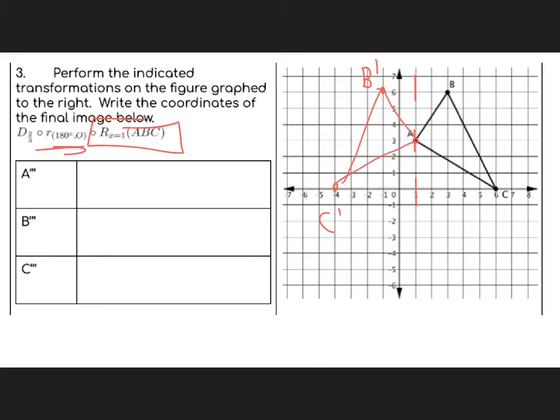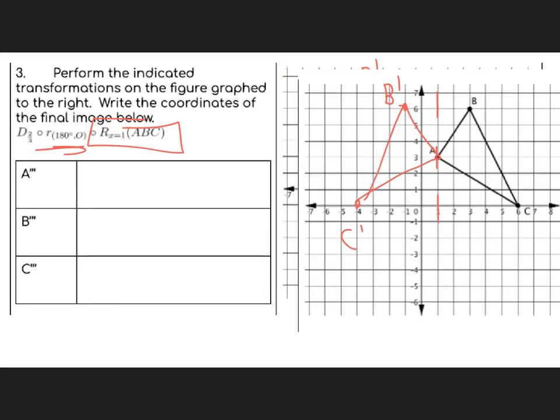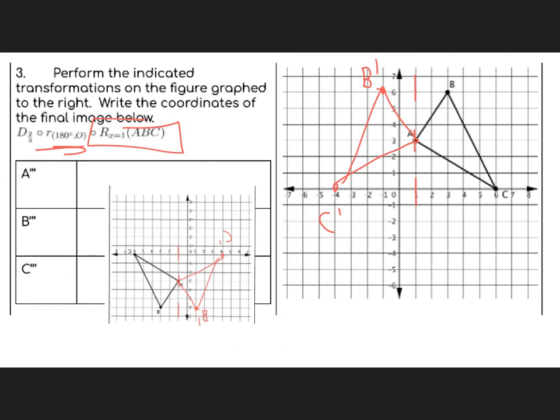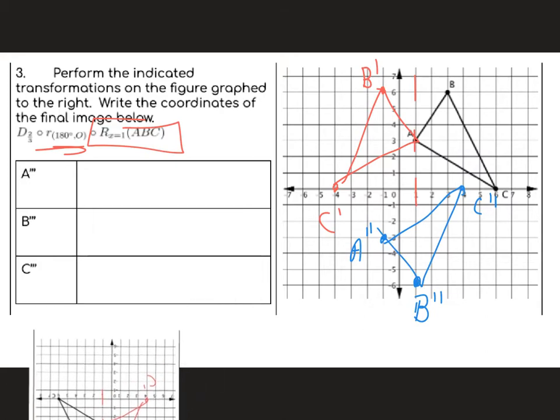And then rotate 180 degrees. So if I use my snip tool, and I rotate 180 degrees, that's going to look like that. So that means that C is going to be at (4, 0), so that's C double prime. A is going to be at (-1, -3), A double prime. And B is at (1, -6), B double prime. I am done with this, so that can go away.